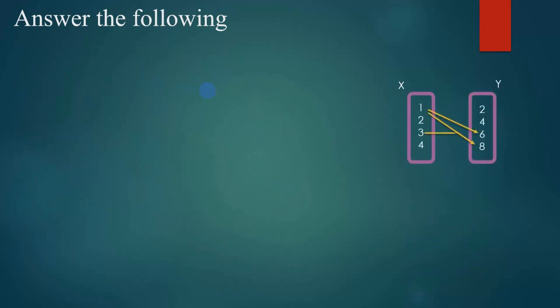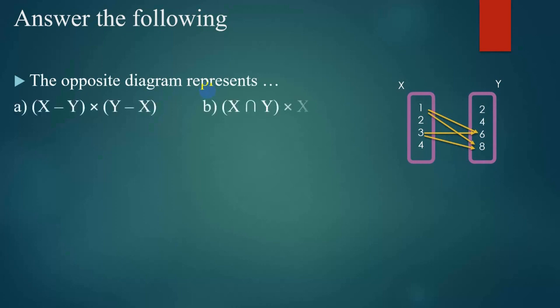That's an arrow diagram. Okay, what's required? It says the opposite diagram represents: x difference y cross y difference x, or x intersection y cross x, or x cross x intersection y, or x cross y.